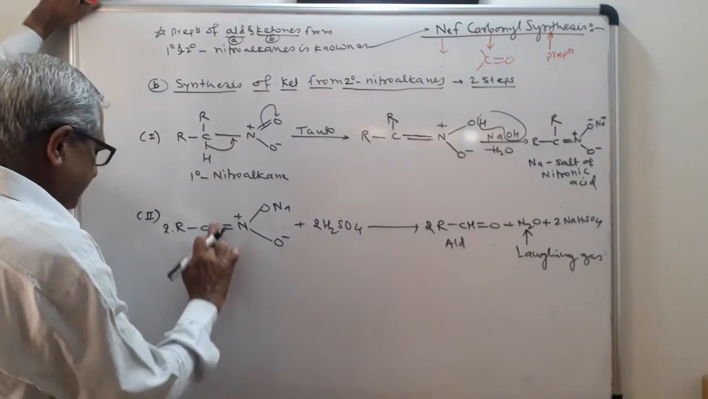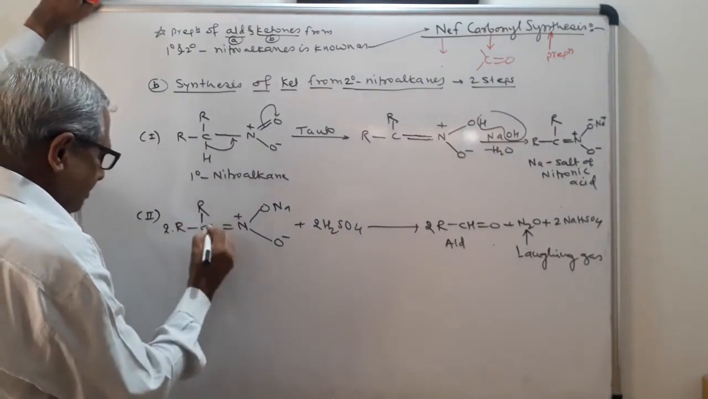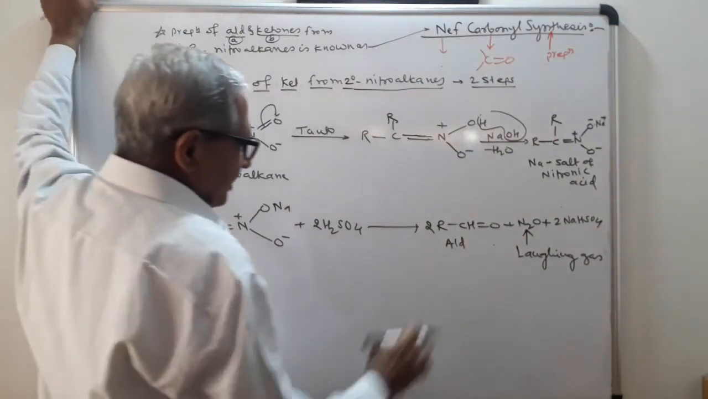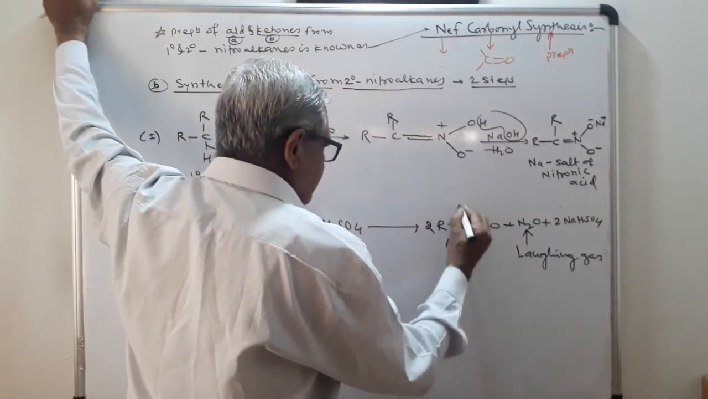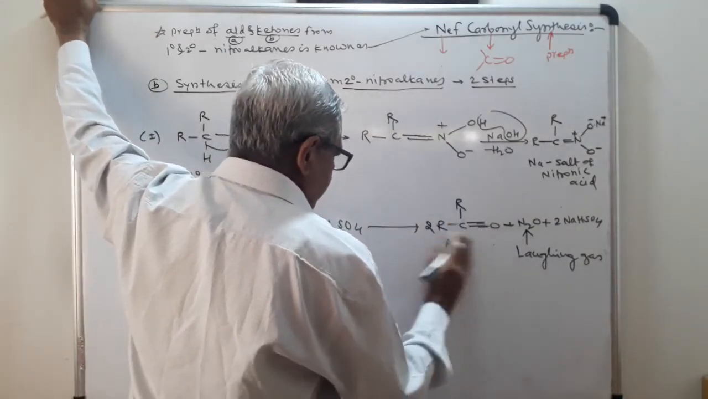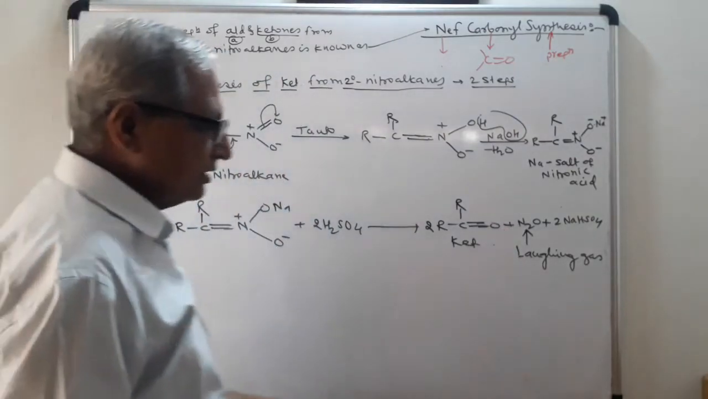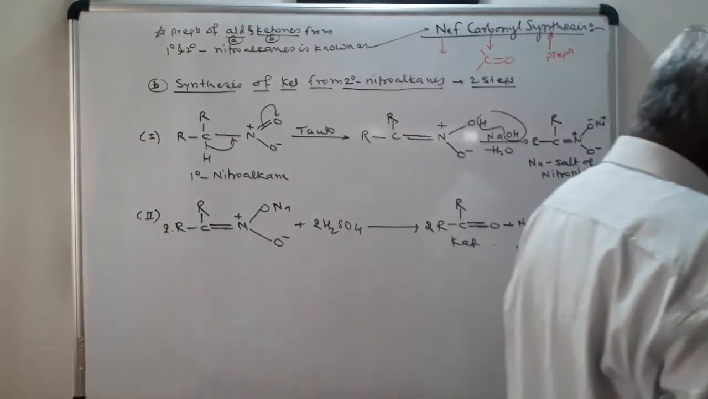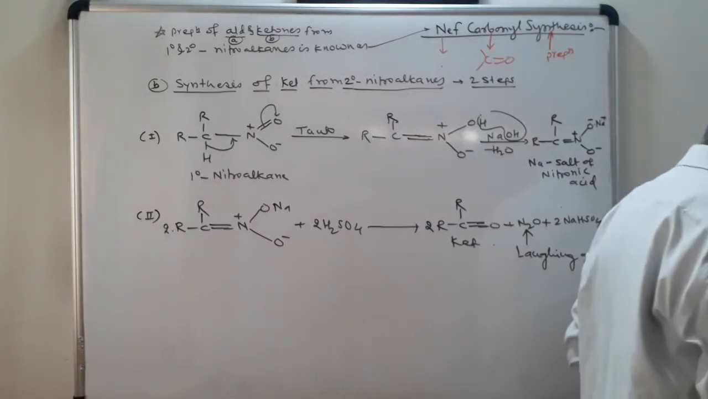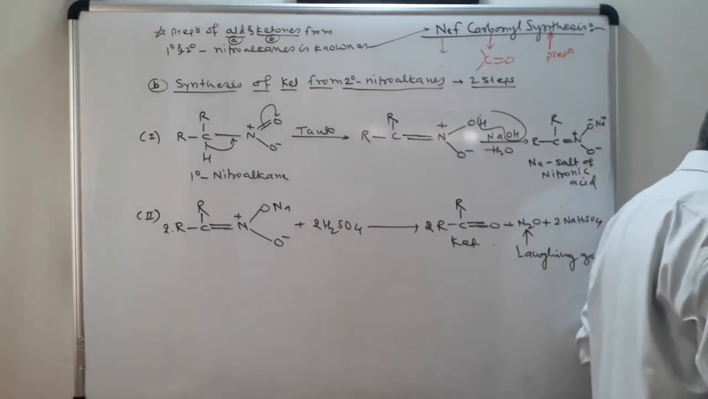Again you will replace this by R. So again you replace it by R. And this is the general formula for ketone. The byproducts are the same. So we completed the synthesis of aldehyde as well as ketone. This is known as carbonyl synthesis.